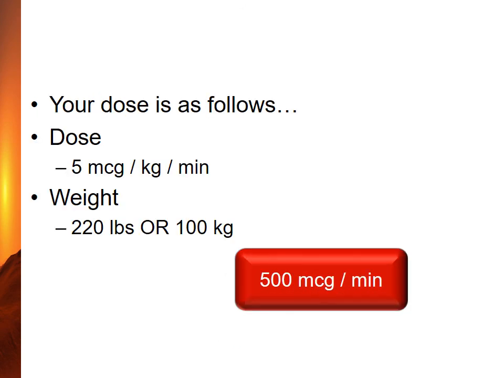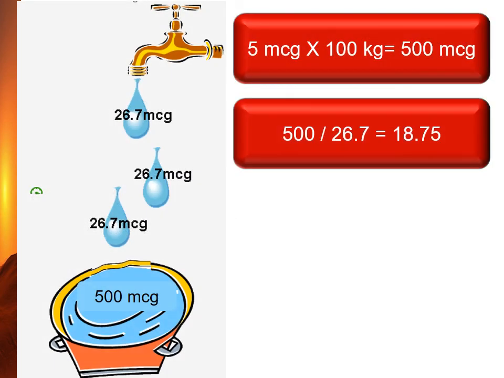Our patient was going to get a dose of 5 micrograms per kilogram per minute at a weight of 100 kilograms, or 500 micrograms per minute. We can simply divide the total dose by the amount of drug per drop. So in this case it is 500 divided by 26.7, which gives us the same answer as before, 18.75 drops per minute.